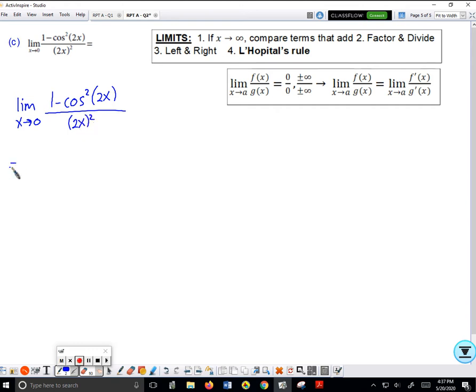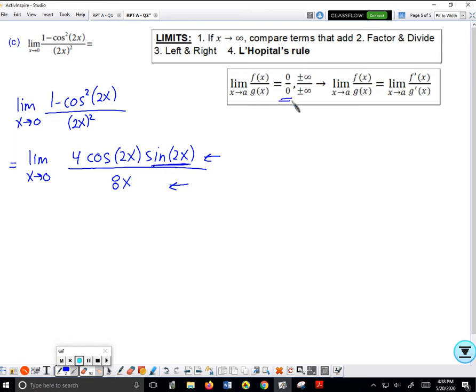That's the same thing as the limit as x approaches 0 of 4 cosine of 2x multiplied by the sine of 2x, all divided by 8x. And the problem now is when we try to take the limit again, we're still going to get 0 on the bottom, and we're still going to get 0 on the top because the sine of 0 is going to be 0. So they're giving us a difficult problem here.